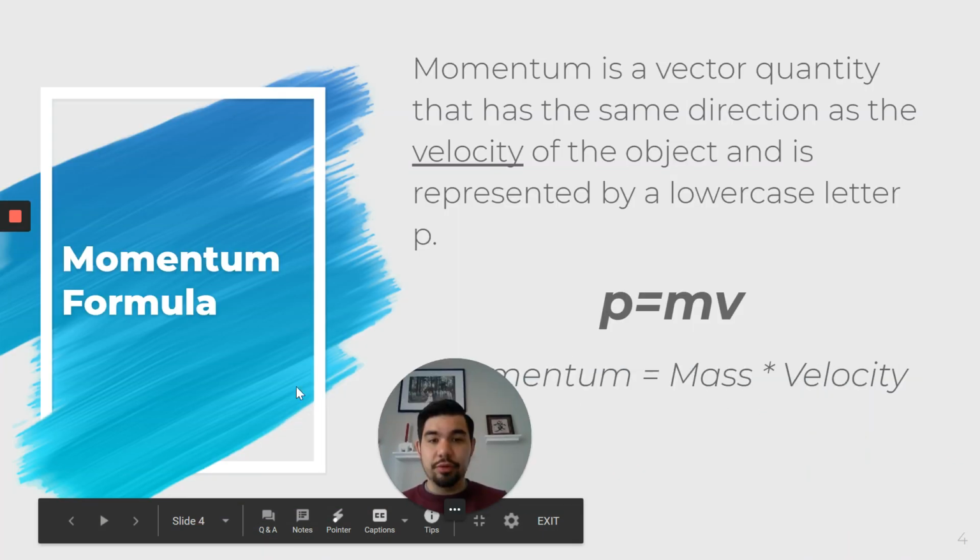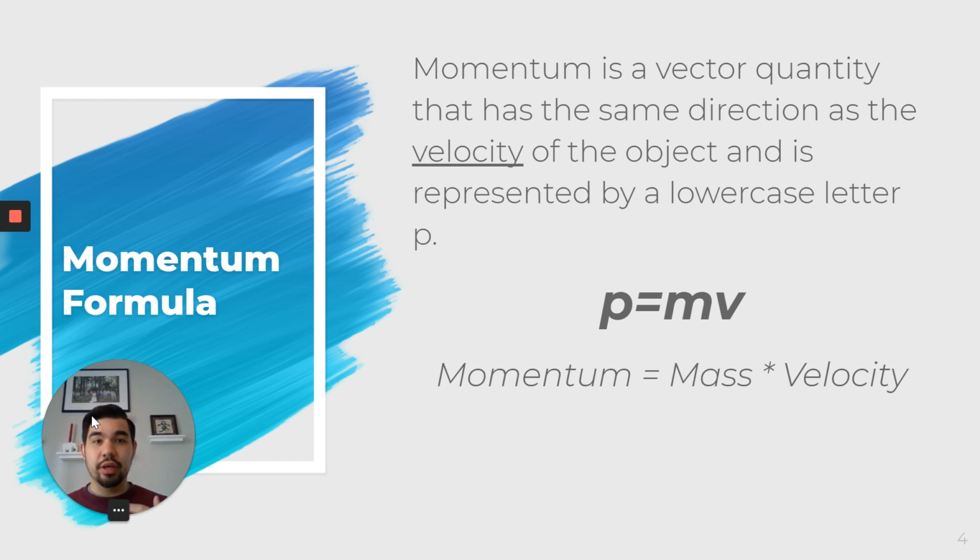Now, we even have a little formula for helping us calculate momentum itself. Now, we know momentum is a vector quantity, meaning it is a force with motion, right? And it's always going to be working in the same direction as velocity. We represent momentum with the symbol P. P for Peter, right? So our formula is P equals M times V, otherwise known as momentum equals mass times velocity.